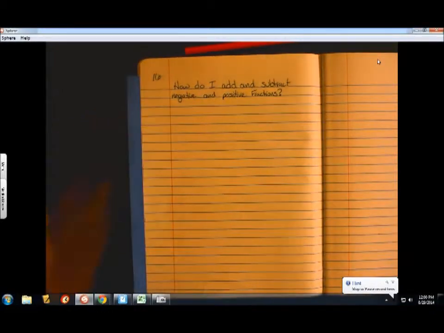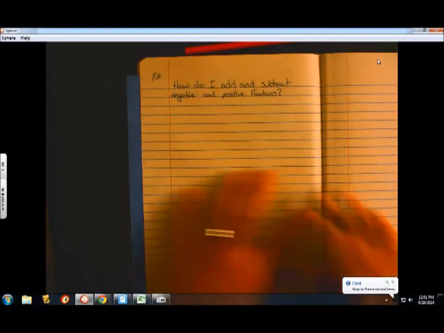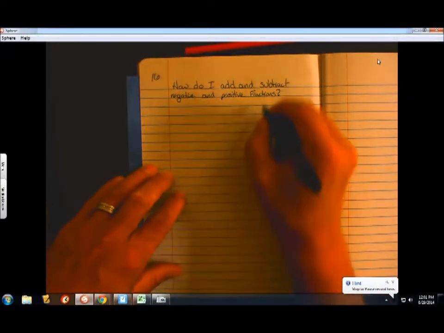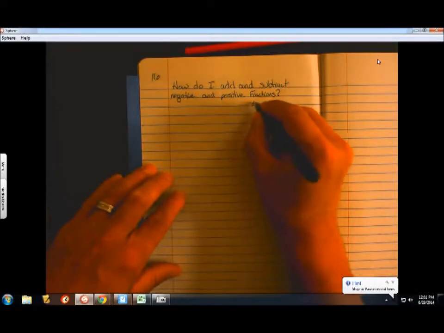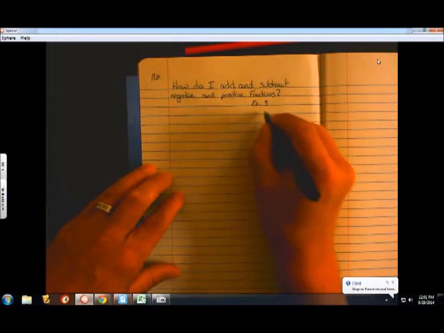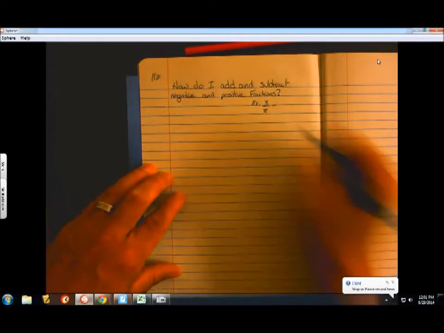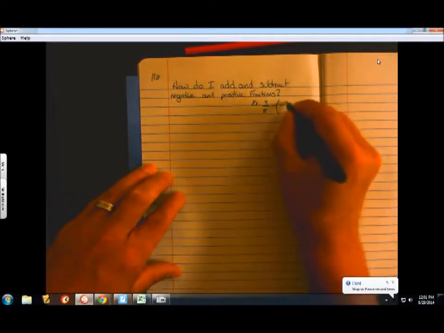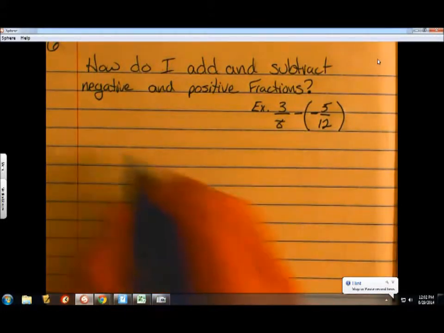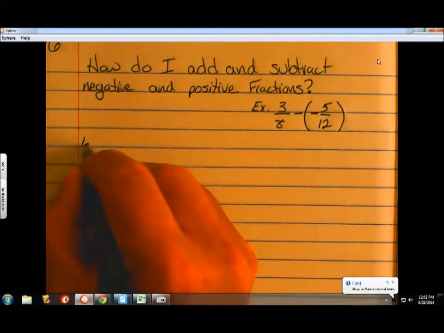We are going to use one example, so make sure to write that on the right side. So your example is 3/8. We're going to subtract from that a negative 5/12. Now those parentheses are just to simply separate the two negatives apart.